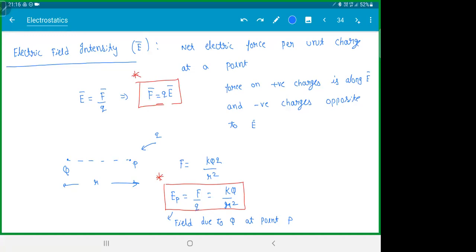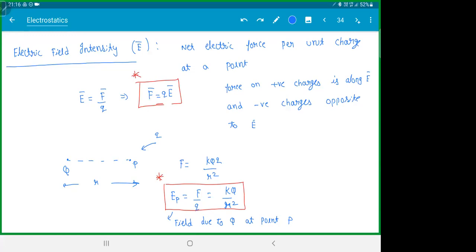So field and force are exactly one and the same. The only difference is field is nothing but force on 1 coulomb charge. K q1 q2 by R square, q2 became 1. Are you getting this? That's it. So theoretically, whenever you're confused what is force and field, simply think like this. Field is simply the force acting on one unit charge. So mathematically speaking, there is no difference between both of them. Clear?